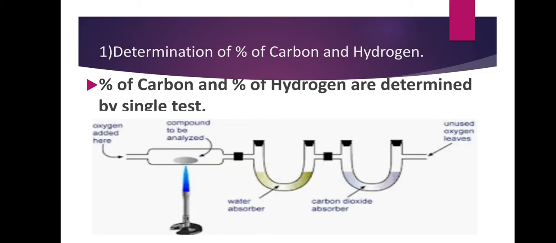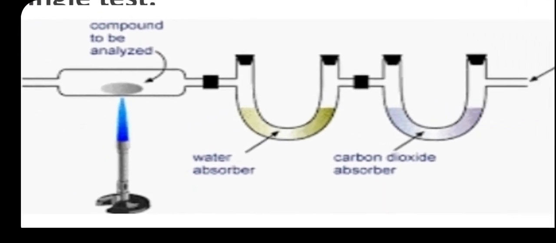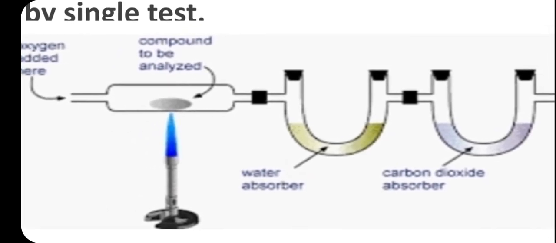Now there are individual tests, unlike the proximate analysis where it is a continuous test and all are determined in one row. Here there are separate tests. So first we will start with the analysis of percentage of hydrogen and carbon. Now as you can see, this apparatus is for the analysis of percentage of carbon and hydrogen.